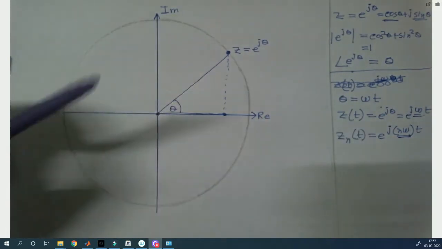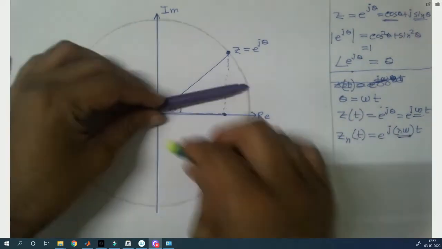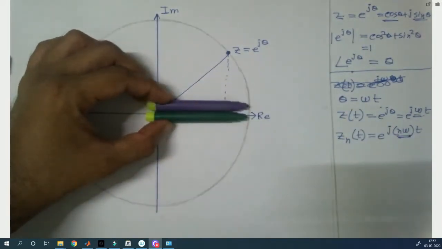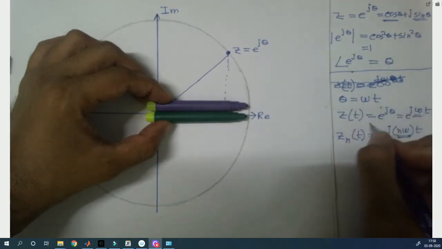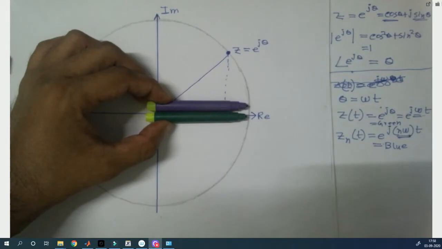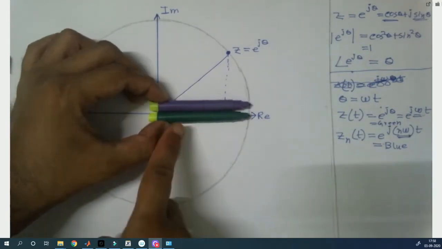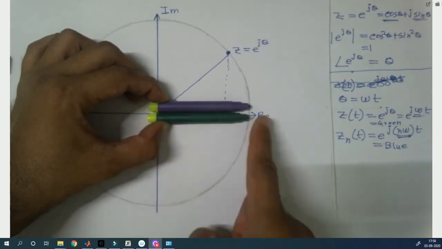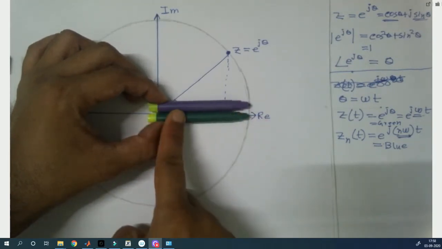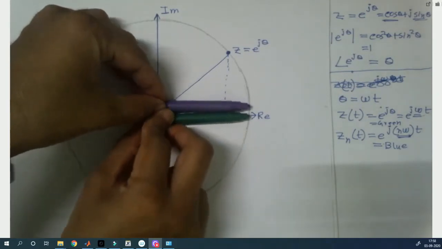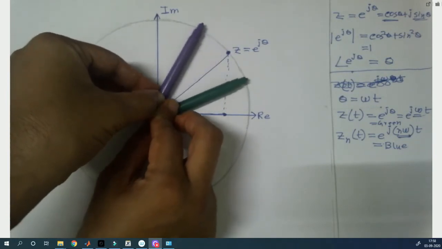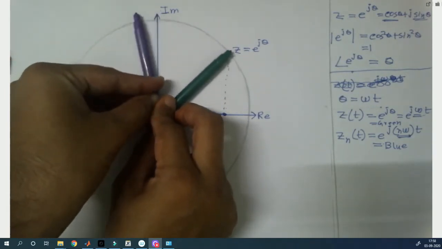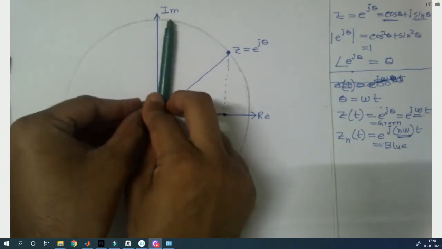If I represent these two numbers with two pens, this z_n being represented by the blue pen and z being represented by the green pen, then when time is 0, they will both start from this position, and as time increases, they will both rotate counterclockwise, but the blue pen will rotate n times faster than the green pen, like this.